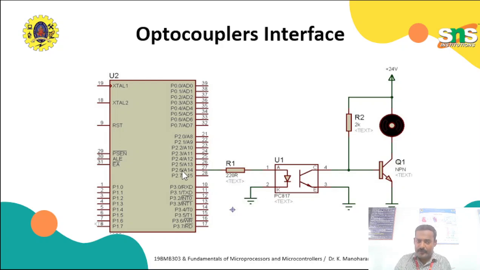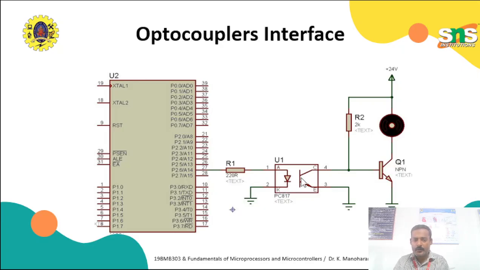We can use this in both configurations, common anode or common cathode. Here the cathode is connected to ground. Instead of this, I can connect the anode to 5 volts and the cathode can be connected to the port 2 pin. What happens? If I give a 0, that LED will glow. Here, if you give 1, because this is connected to the anode, and the cathode is already at 0, the LED will glow.